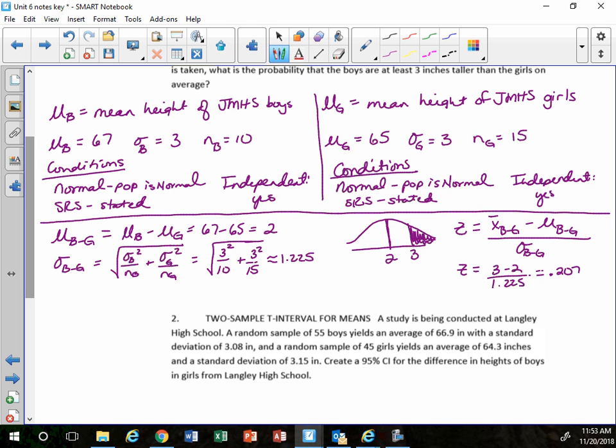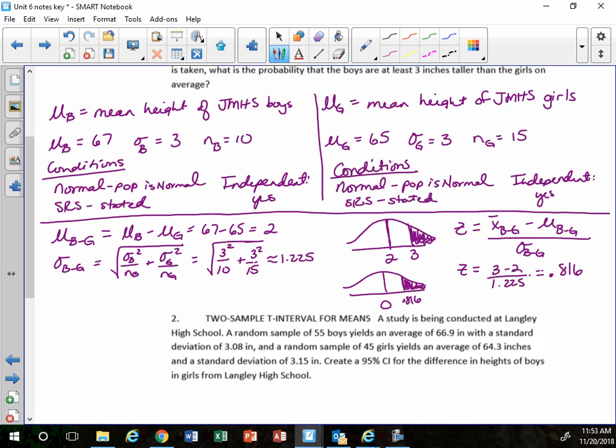Oh, I lied. How about 0.816? Is that better? What do I do with that then? Yeah, because what I'm really talking about is if this is standardized at 0 and my z-score is 0.816, what's the area in there? How do I find area under my curve?